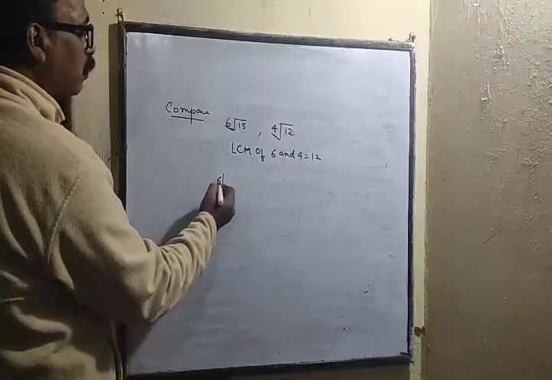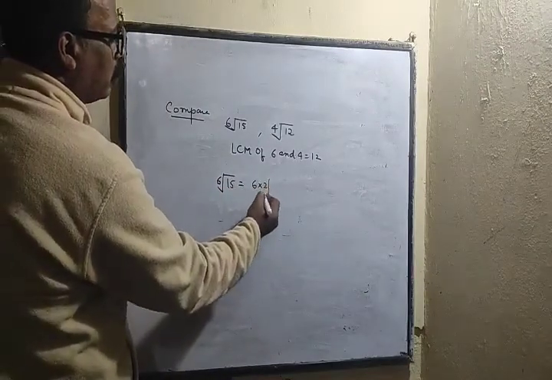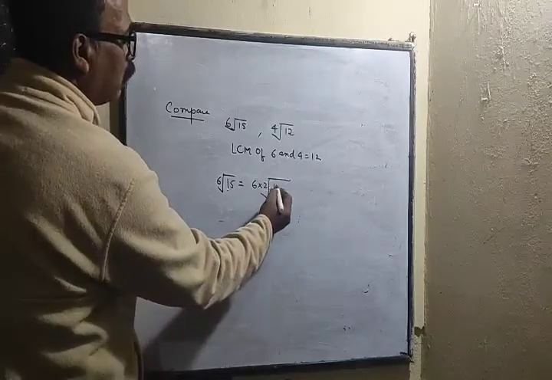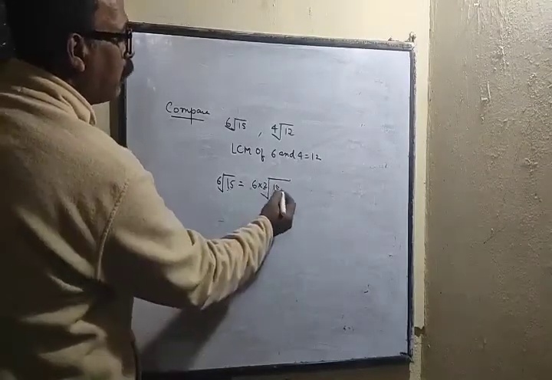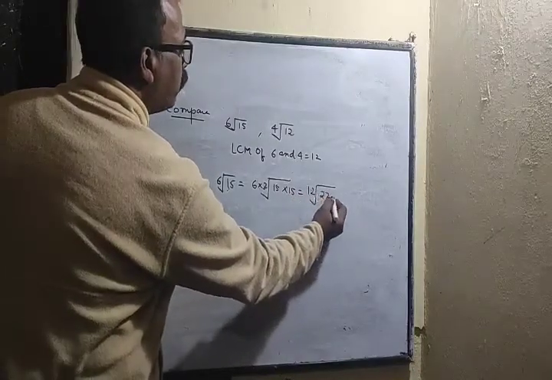So the 6th root of 15 we'll write as 6 into 2. So it is twice written, so 15 will come twice. So it will be the 12th root of 225.